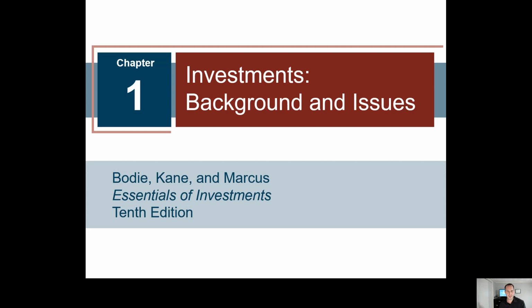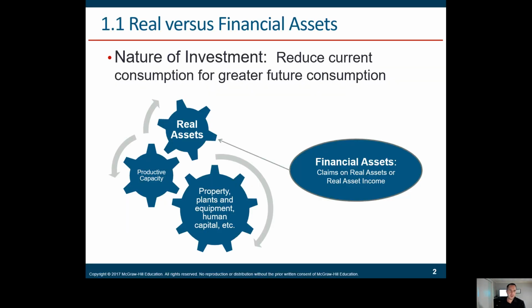So chapter one, again, background and issues. First, the nature of investment: reduce current consumption for greater future consumption. Kind of like savings, putting money into your 401k. What is the purpose of it? To not touch it for a long time and have it be used at a later date when you may not want to work.